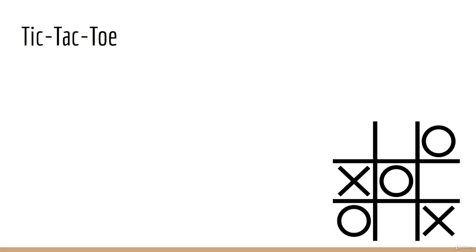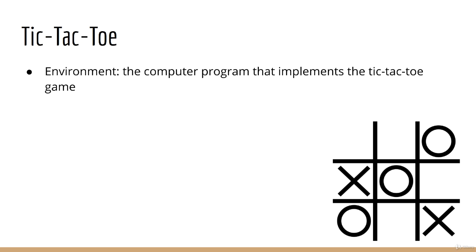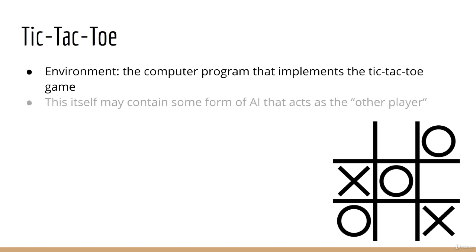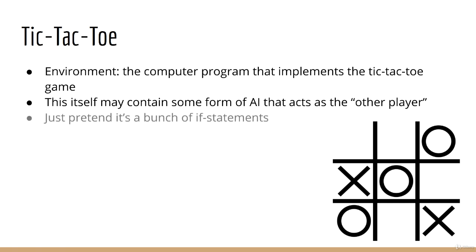Here's another example that's closer to what we might actually use reinforcement learning for. Suppose you're writing a program that plays tic-tac-toe. What's the agent and what's the environment? In this case, the environment is composed of the computer program that implements this tic-tac-toe game. Of course, this computer program may also involve some form of AI that will be the other player in the game, but for all intents and purposes, just pretend it's a bunch of if statements and predefined rules. So it's not intelligence per se, it's just a computer program written by someone else, just part of the greater tic-tac-toe program.